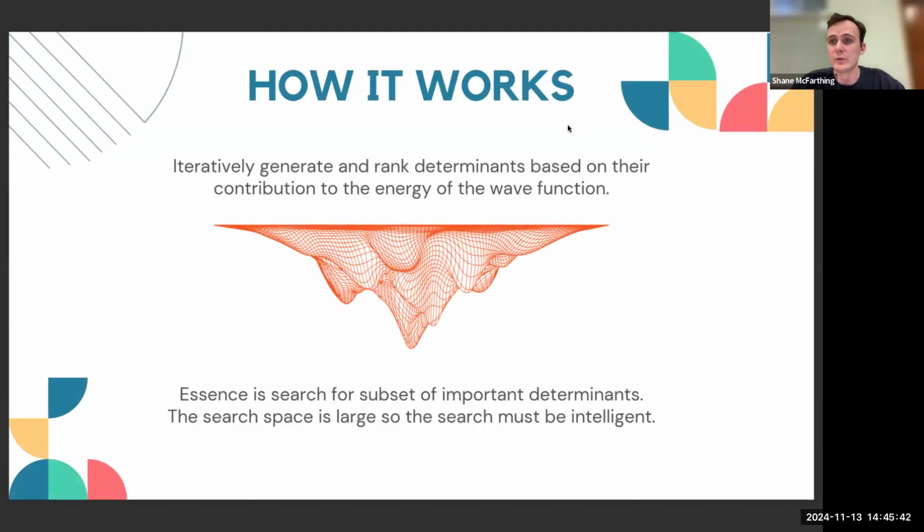So what we do in SCI is that we perform different iterations, and in each iteration we try to generate configurations that are going to go into our wave function, and we rank those configurations or determinants based on the contribution of their energy to the wave function.